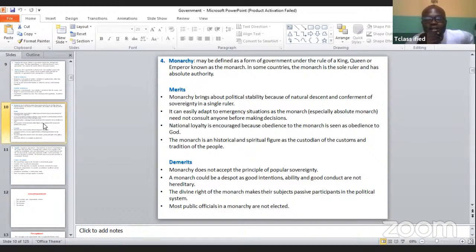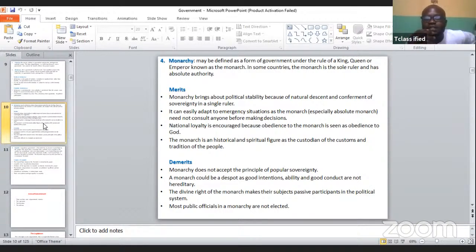So in Britain, they have what we call monarchy. They are ruled by the king. And this monarchy kind of leadership is not only there, even in Spain, they have it. So rulership by the king or queen or emperor is known as monarchy. In some countries, the monarch is the sole ruler and has absolute authority. What are the merits and demerits?